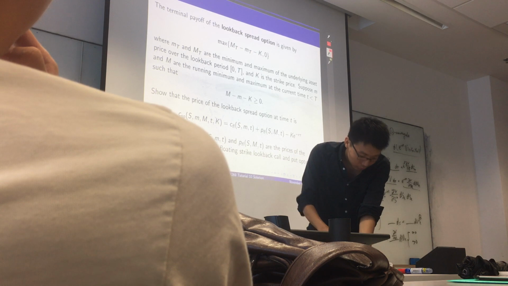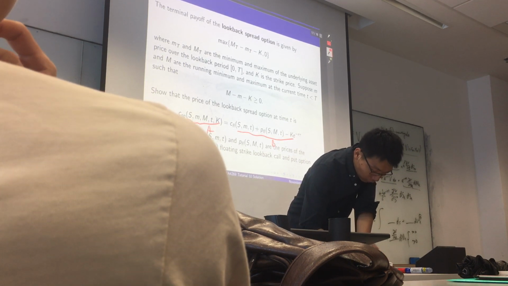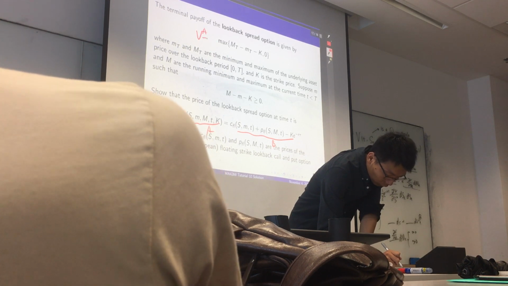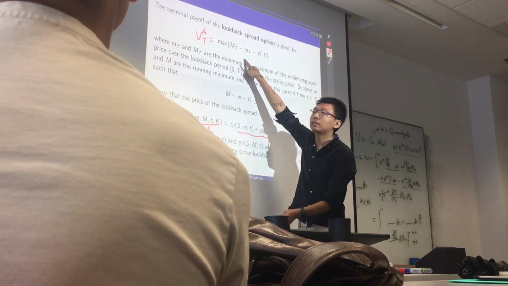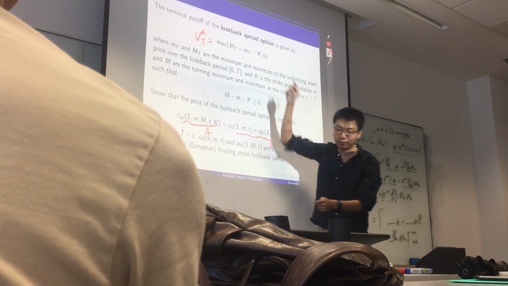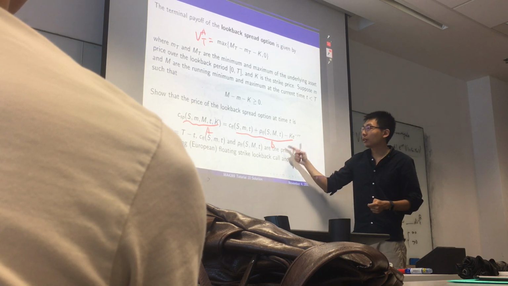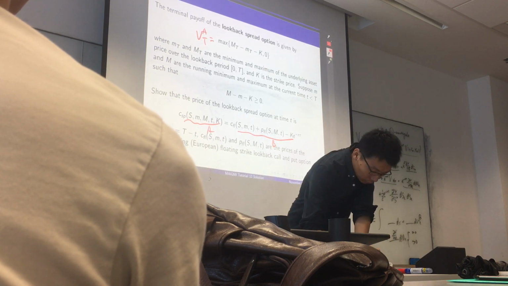So this is our portfolio A, and this is our portfolio B. The value of portfolio A should just be the payoff function of this option. That's the value of our portfolio A. For portfolio B, let's work this out.